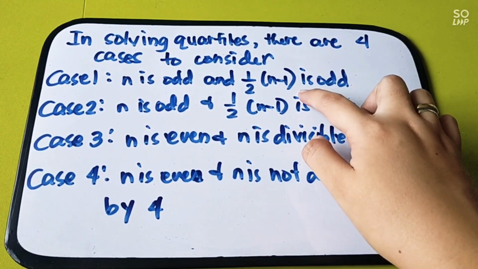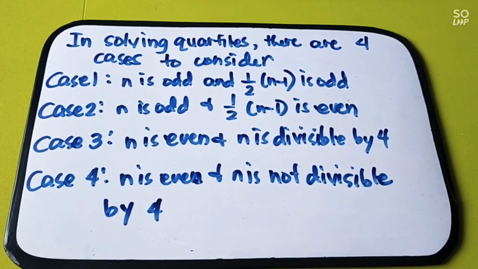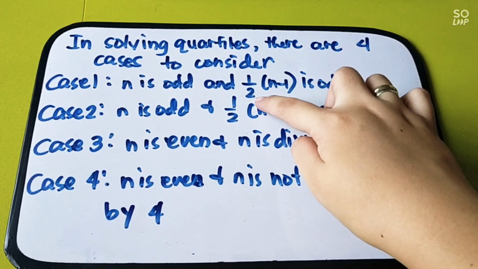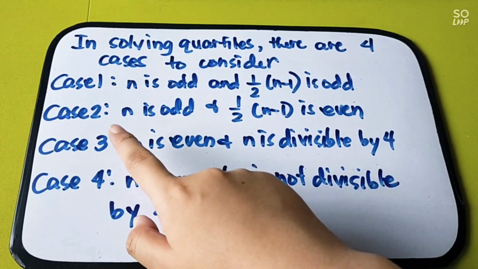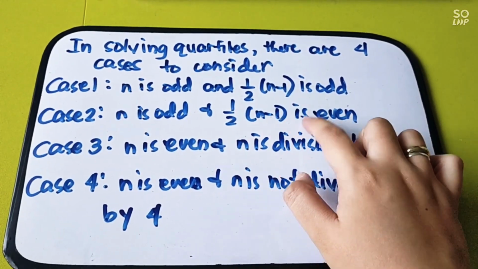For example, ang n mo ay 7. Halimbawa, 7 ang data mo. So, 7 minus 1, we have 6. 6 divided by 2, we have 3. So, yun yung case 1. Next tayo, case 2. N is odd and 1/2 times n minus 1 is even.